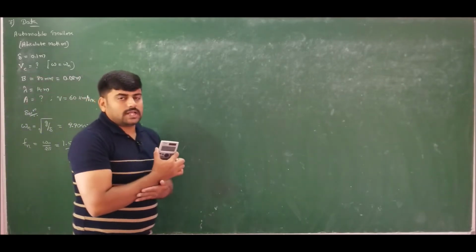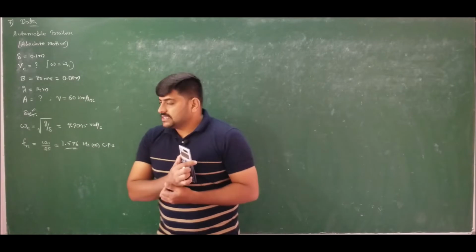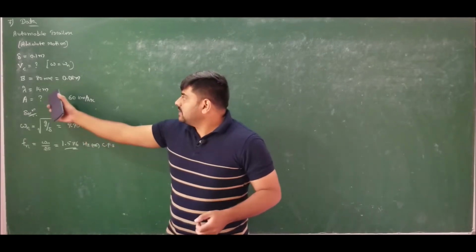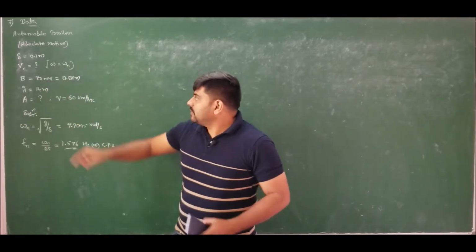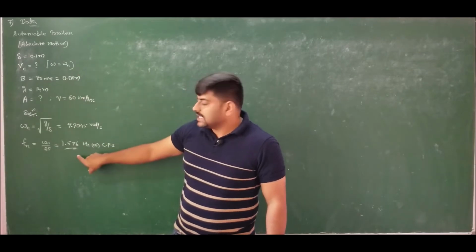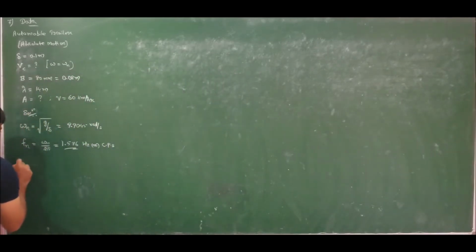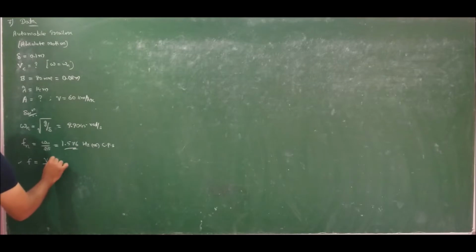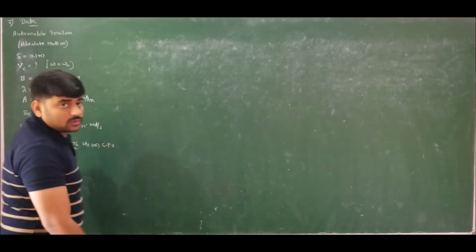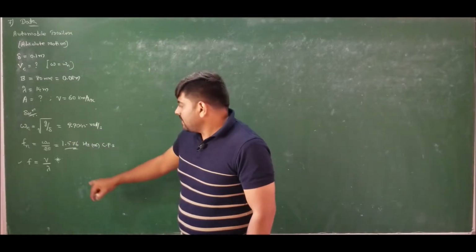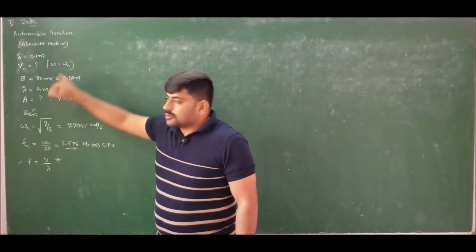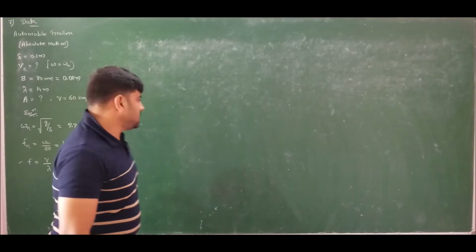You people already know the relationship between frequency in cycles per second, wavelength and velocity. What is the relationship between velocity, wavelength and cycles per second? Frequency in cycles per second is equal to velocity divided by wavelength. So this is the relationship between frequency, velocity and wavelength. Kindly make a note.